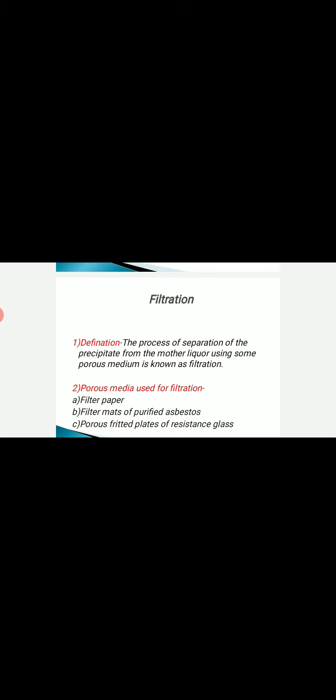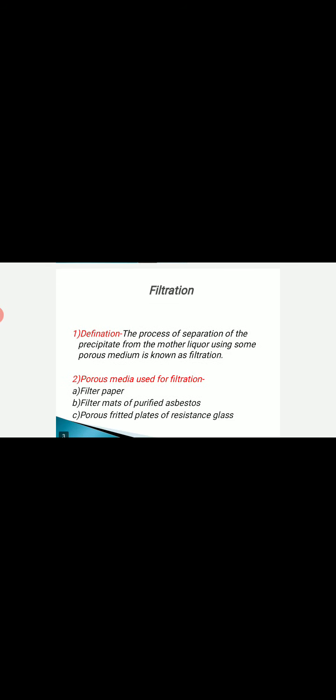Good morning, student. Today we are going to study the filtering and washing of the precipitate. Before starting this point, we have to know what filtration is.